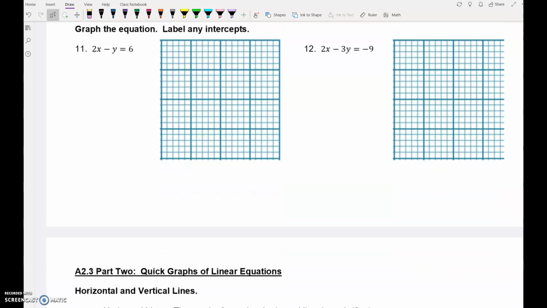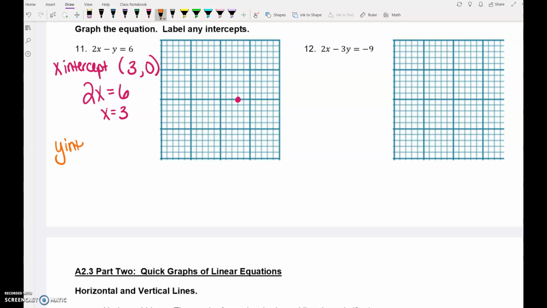In number 11, we need to first find the x-intercept. To find the x-intercept, we know that this point is going to be something, comma, 0. So we're going to use that 0 to help us find what that x-coordinate is. If I plug 0 in here, 2x minus 0 equals 6. Minus 0, that's just gone. We basically have 2x equals 6. So what is x? 3. Our x-intercept is at 3.